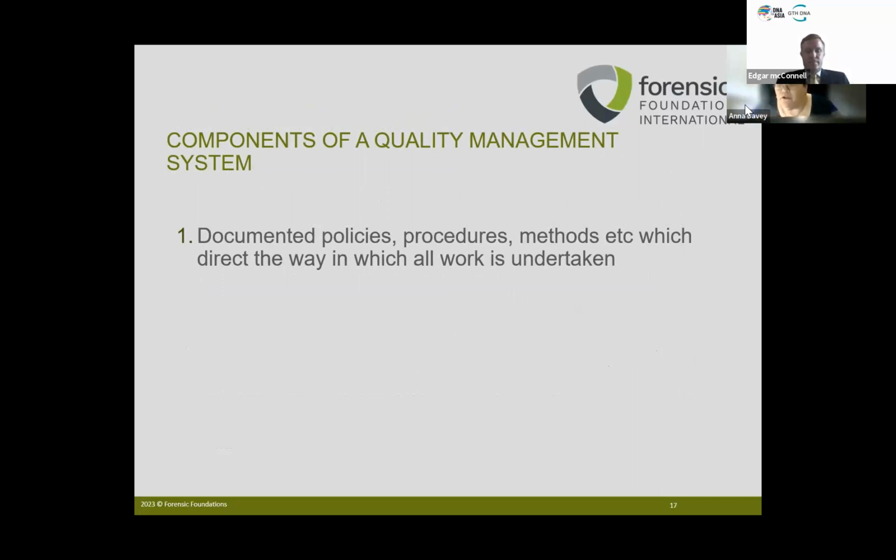So your organizational policies, the procedures, the methods, the analytical techniques, everything that talks about the way in which the work is undertaken needs to be documented. It needs to be clear, and it needs to be followed.